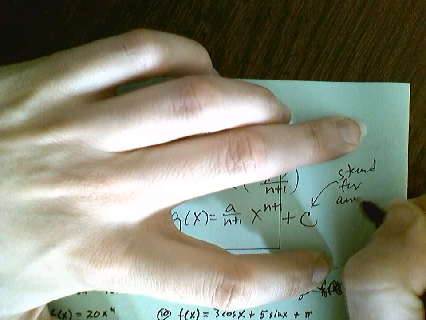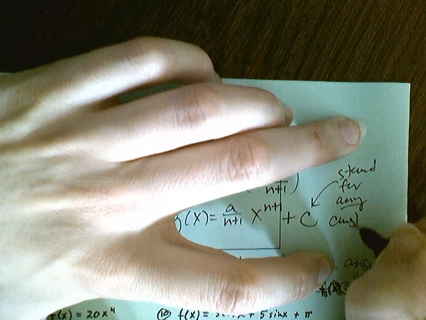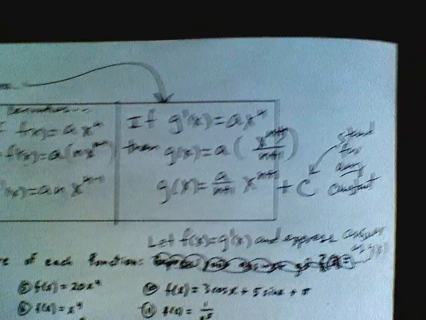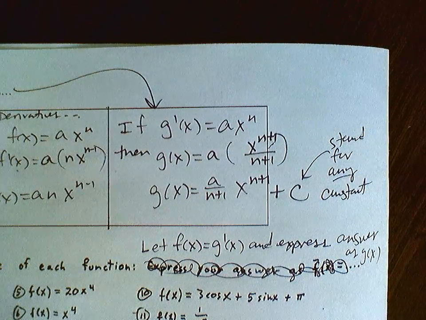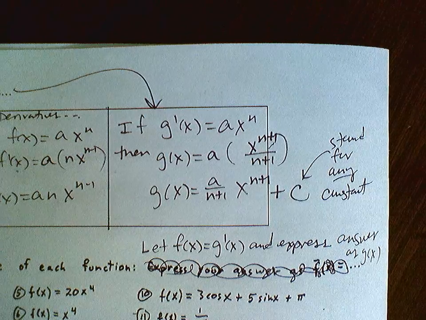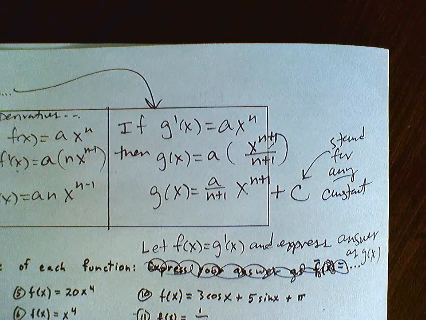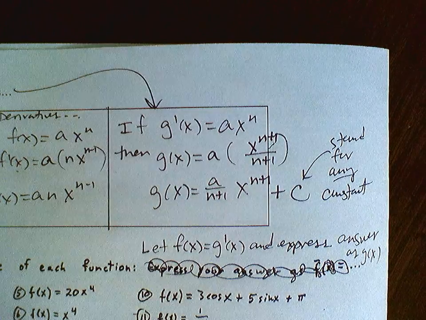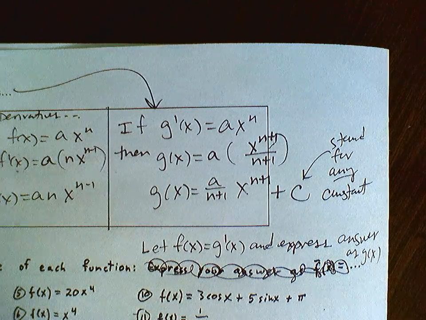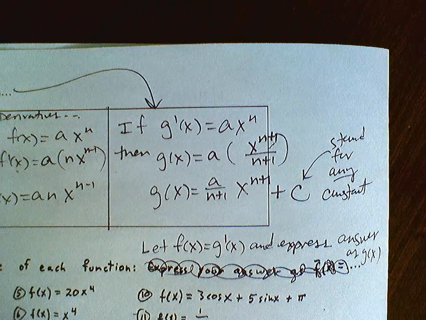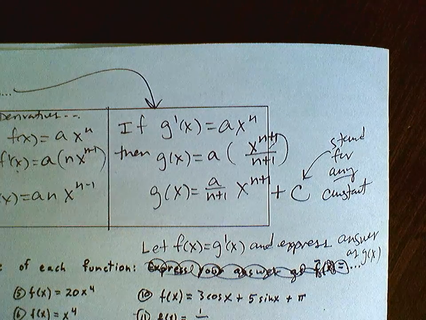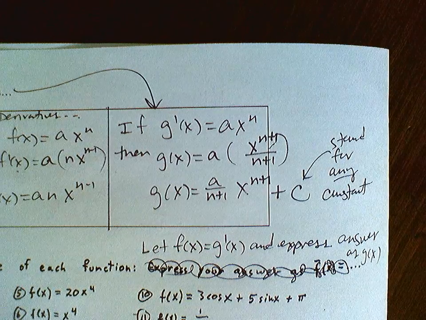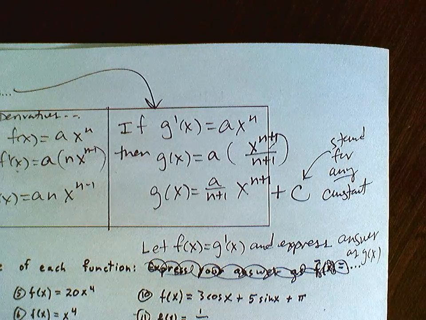Stands for any constant, all right? This plus c is very important because when you're finding a derivative, you're finding one specific function that will give you the slope of the tangent line at any point that you want. But when you're finding an antiderivative, you're not finding one specific function. You're finding a family of functions, all of which have the same derivative.